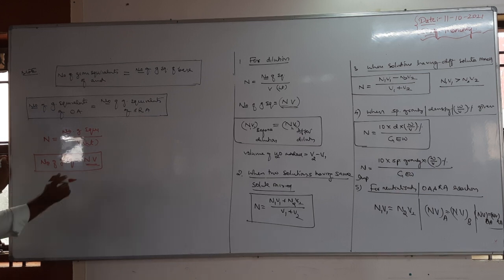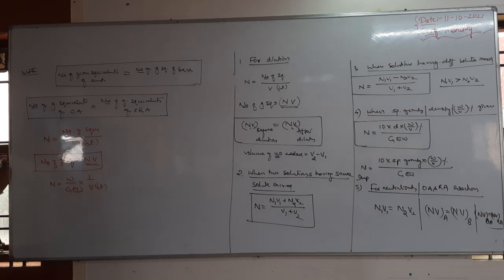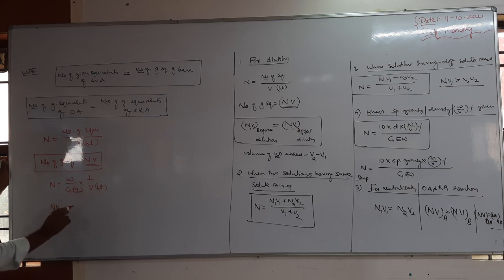Next, one more. Normality also equals weight in grams divided by gram equivalent weight, into 1 by V in liters. Please try to understand, very very important. Then you bring the V here. Now N into V is the number of gram equivalents. So N into V is also equal to W by gram equivalent weight.